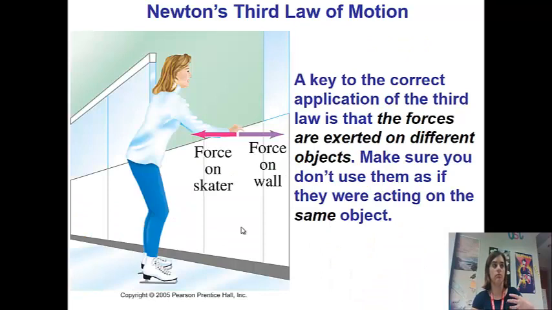This is what allows ice skaters to get moving: when they push on the wall, it pushes back on them, and since there's a very low amount of friction down below, they can slide across the ice. This gets confusing for people when you play tug of war.